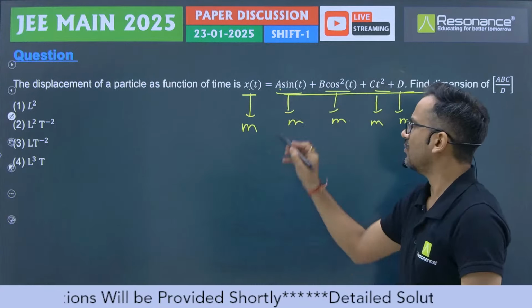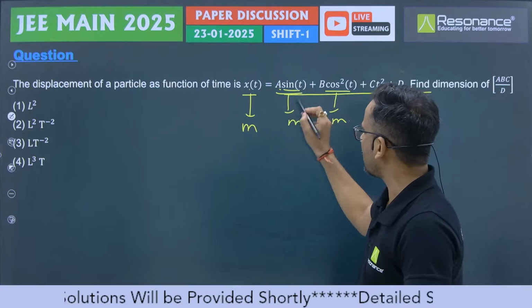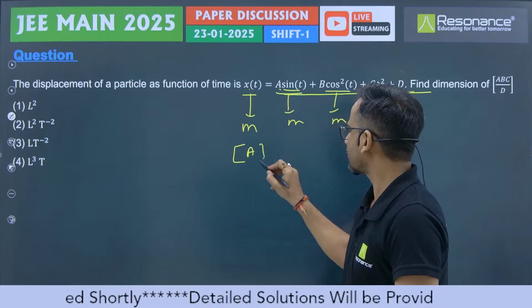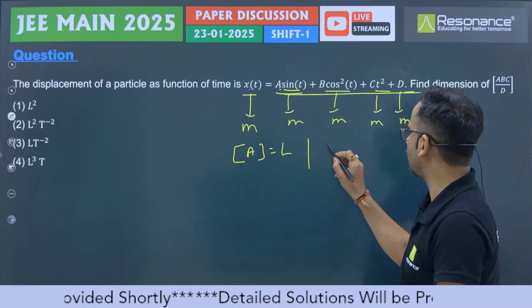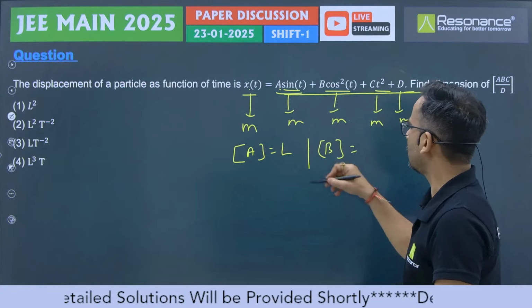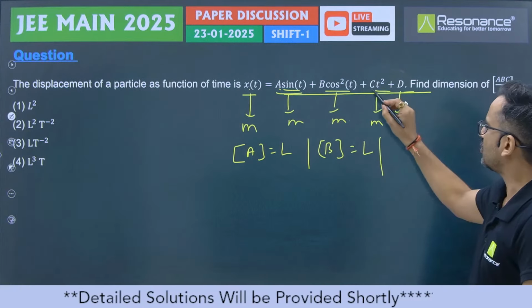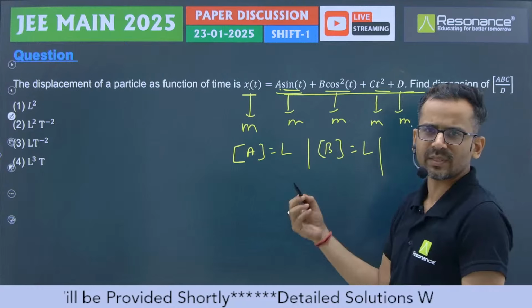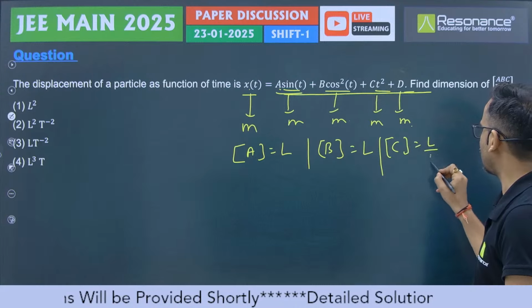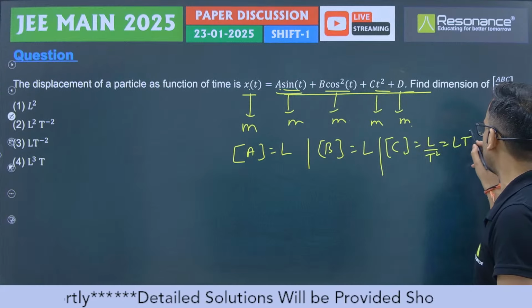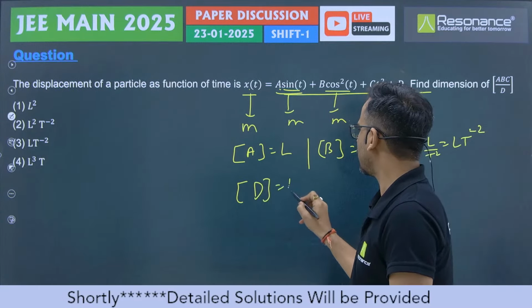From here, A sin t will have dimension equal to meter, means L. Here sin t doesn't have dimension, so the dimension of A is L. Similarly, cos square theta doesn't have any dimension, so the dimension of B is also the dimension of length, that is L. C t squared, C into secant square, or in dimension C into t square, will have dimension equal to L. So the dimension of C will be L upon t square, that is L t to the power minus 2, and then the dimension of D will again be equal to L.